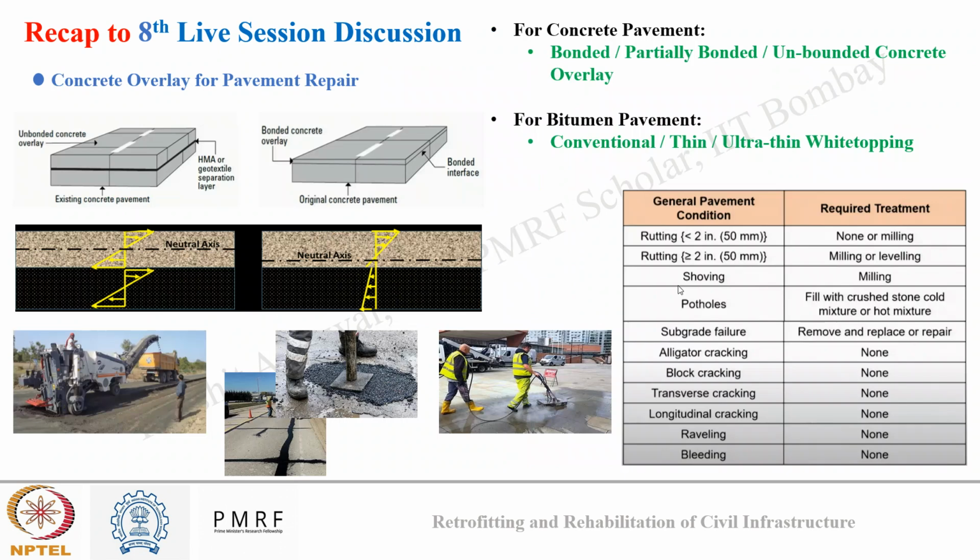We saw different types of concrete overlay possible for bitumen and concrete pavement. These were bonded, partially bonded, and unbonded concrete overlay, which were for concrete pavement. And for bituminous pavement, we saw conventional thin and ultra thin white topping. Here, the choice of overlay is majorly governed by the extent to which the existing pavement is deteriorated, for which we saw a detailed discussion.